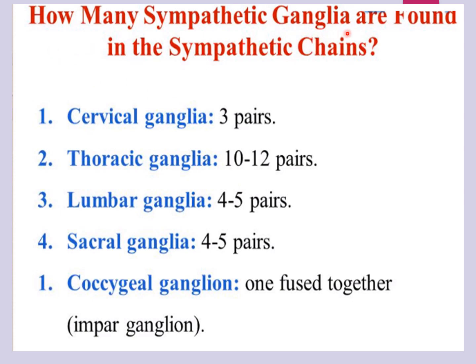How many sympathetic ganglia are found in the sympathetic chains? In the cervical region we have three sympathetic ganglia. In the thoracic region we have 10 to 12 pairs of sympathetic ganglia. In the lumbar region we have 4 to 5 sympathetic ganglia, and in the sacral region 4 to 5 pairs of sympathetic ganglia, and in the coccygeal region they fuse together to form the ganglion impar.